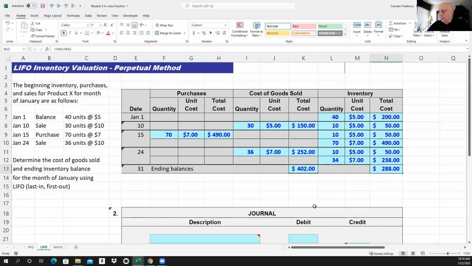Okay, so under normal rising prices, LIFO will have the higher cost of goods sold, but the lower inventory valuation. FIFO will have a higher inventory valuation, but lower cost of goods sold. Okay? They're the opposites of each other.